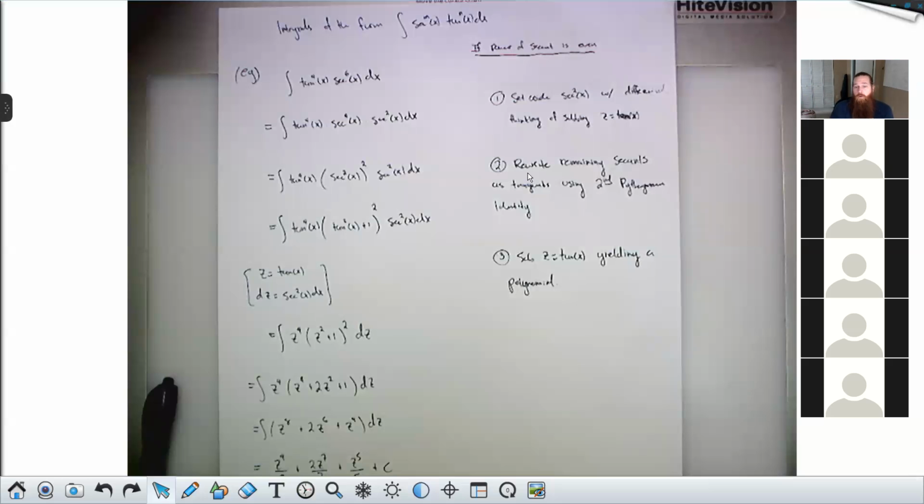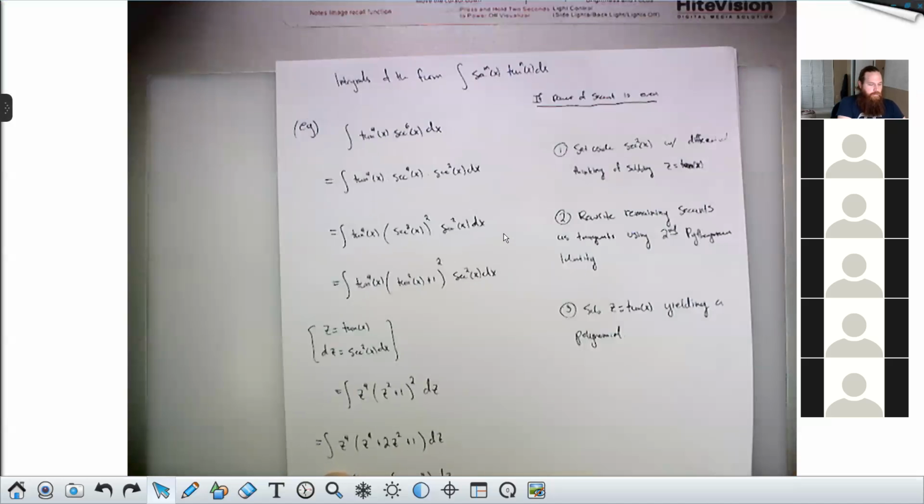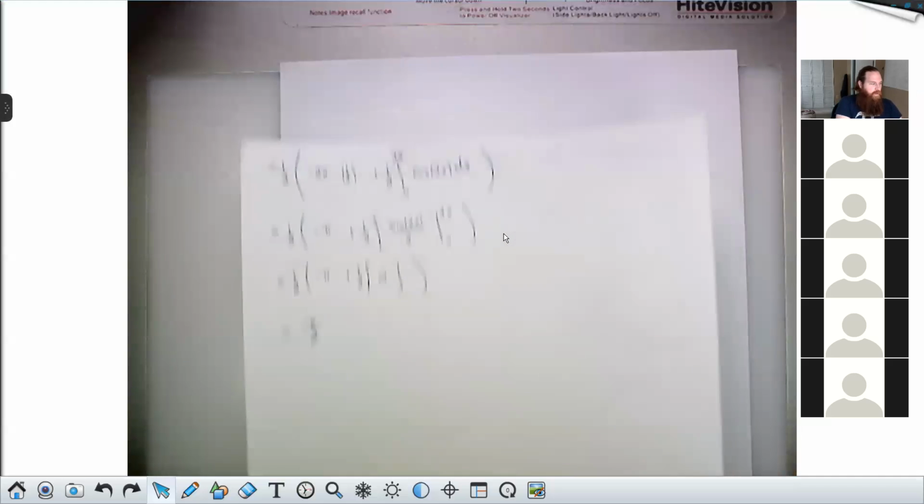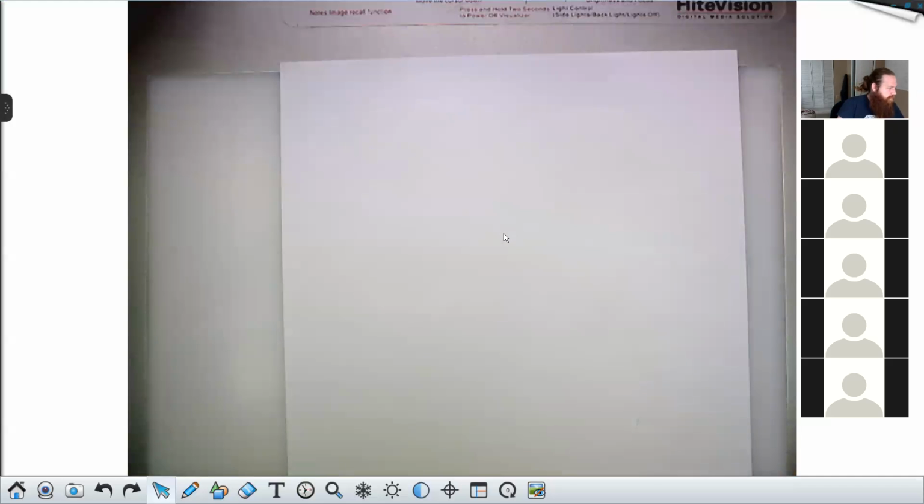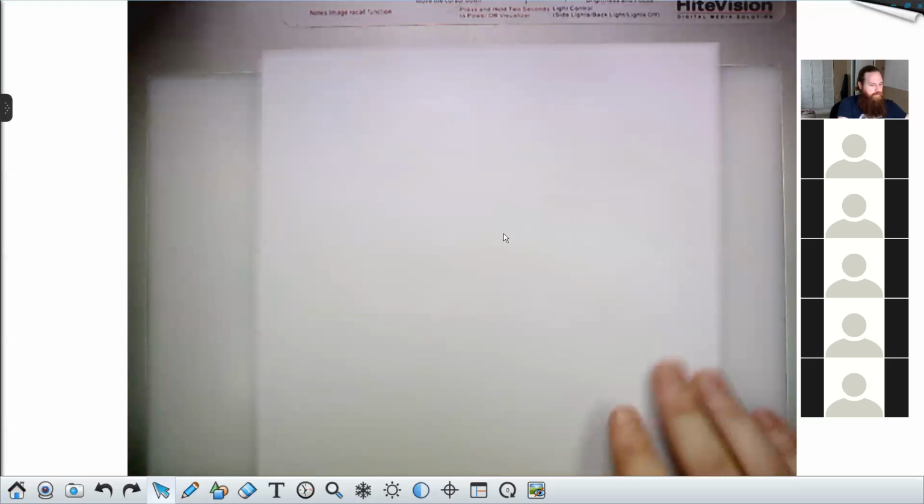Okay. If there are no questions here, then we're going to move to the other case, the other nice case. Yeah, it's slick, right? It's not too bad. So the other nice case is if the power of tangent is odd. If the power of tangent is odd, then things are also pretty nice.